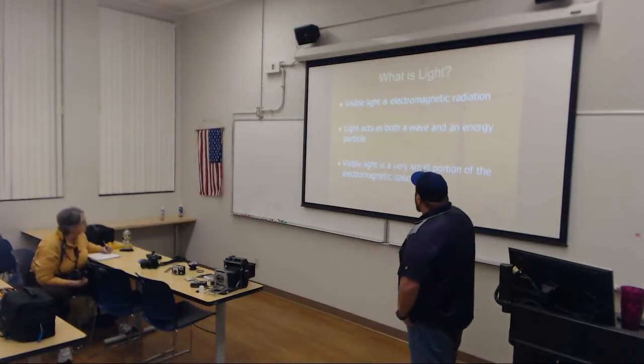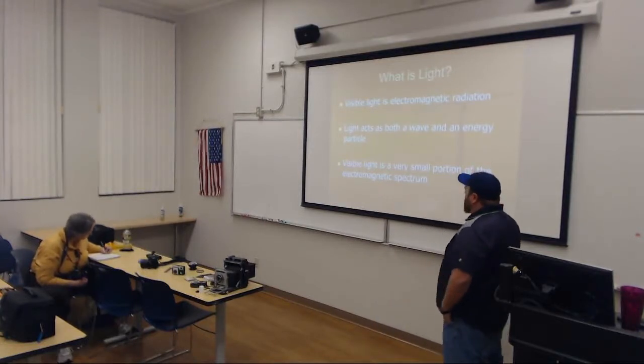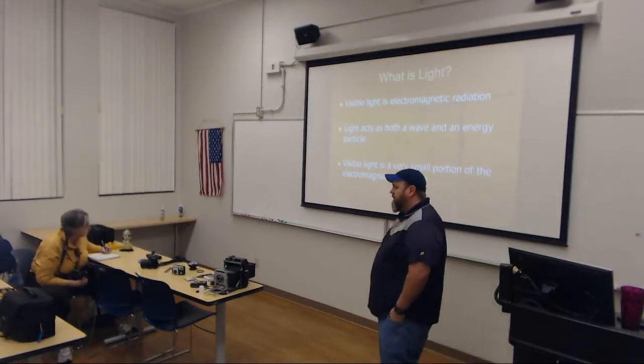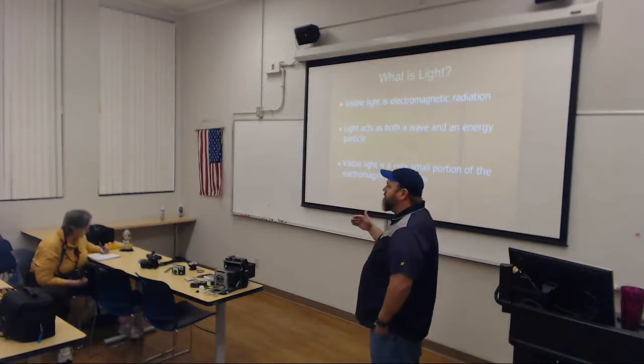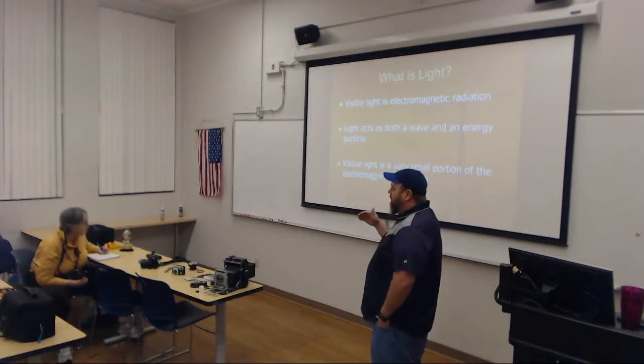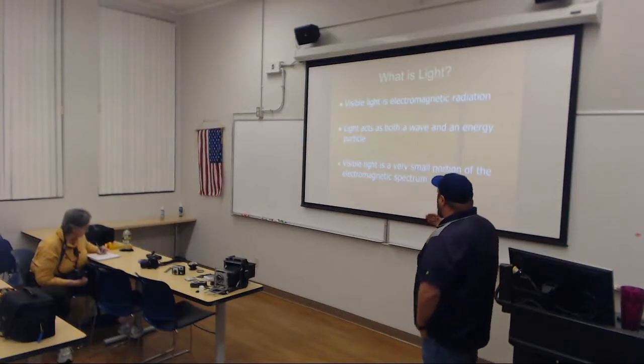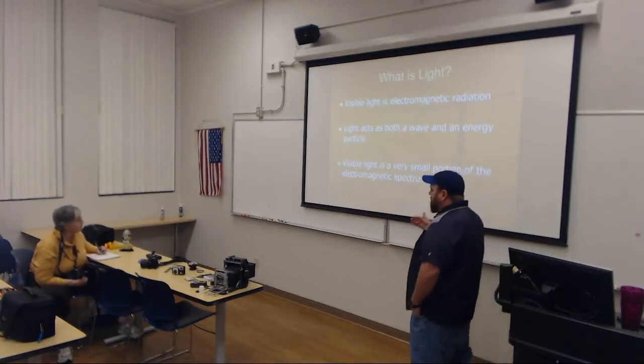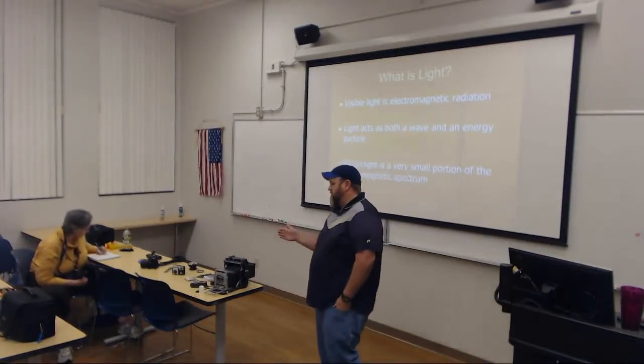Visible light is electromagnetic radiation. So visible light is simply one form of what we call EM radiation, electromagnetic radiation. Now, light is interesting.